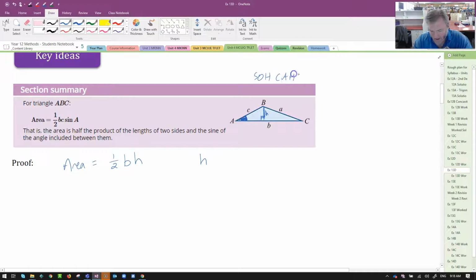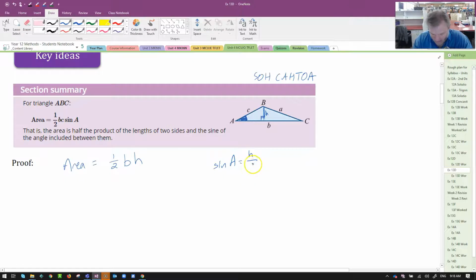SOHCAHTOA. I've got two options here. I can go with the sine or tangent ratio. They both use the opposite side, but when I look at the tangent ratio, I don't have a nice expression for the adjacent side, do I? So I can't use that, so I'm going to use my sine ratio. Well, what would the sine ratio be for that triangle? The sine of angle A is the opposite side, h, divided by the hypotenuse, c.